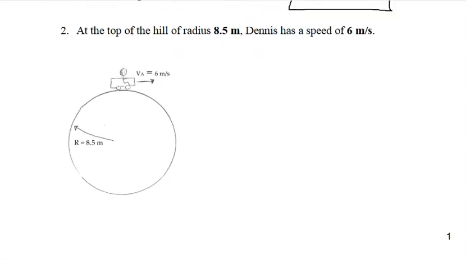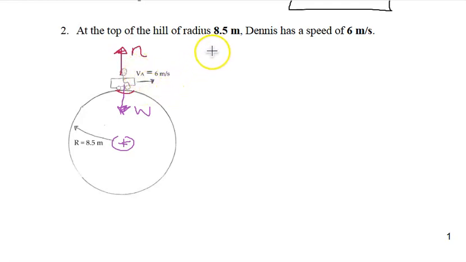Okay, location number 1, the top of the hill, and he has a speed of 6 meters per second. Question A says, draw a force diagram for Dennis at point A. So the Earth is always pulling him down, which is pointing towards the center of the circle. And we know that weight is 725.2. And he is touching a track, and the track is flexed, and so it reacts to that and pushes him up. So that is his force diagram. You're always going to have weight and normal.